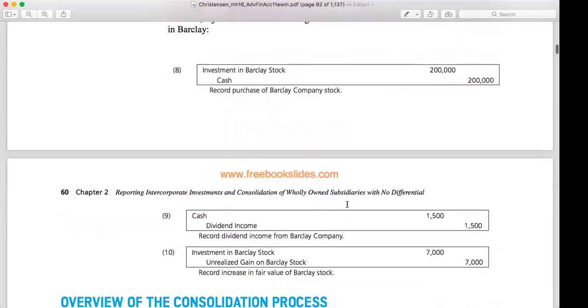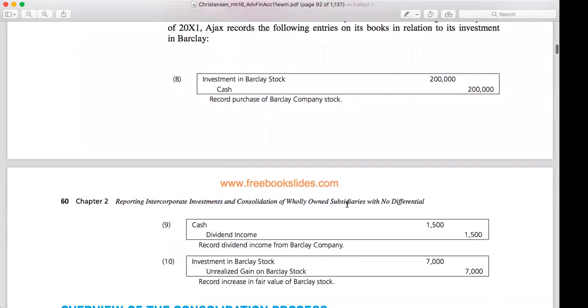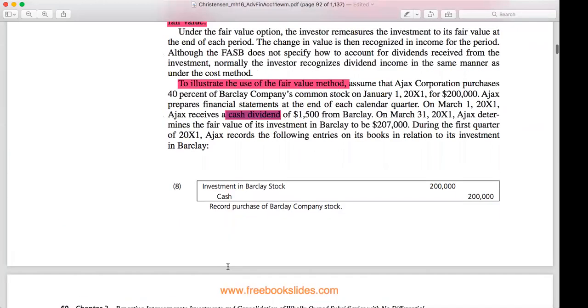And the next is there is a fair value increase of Berkeley stock, so it will increase the value of the investment of Ajax in Berkeley. Okay, so remember this is Ajax Corporation. So there is an unrealized gain on Berkeley stock of around 7,000 here.